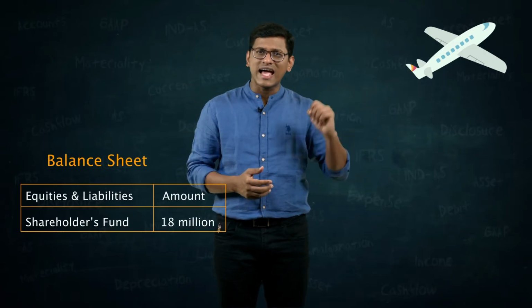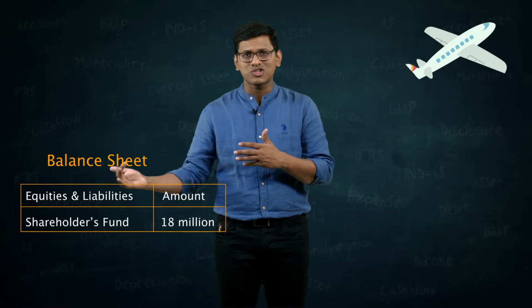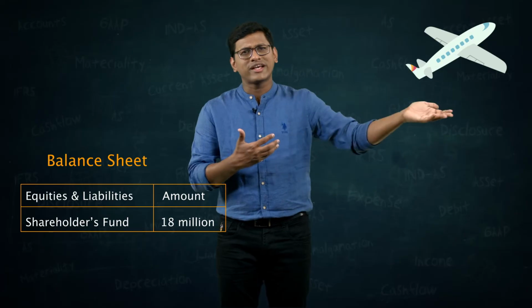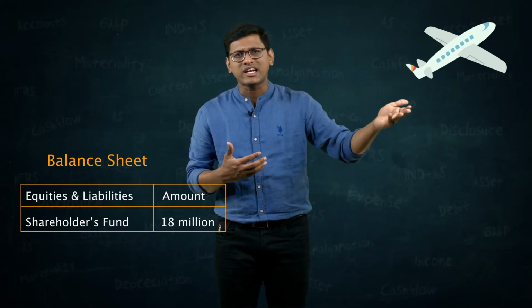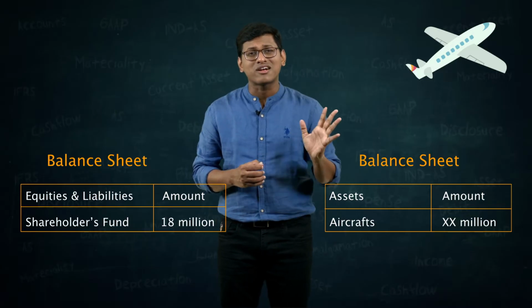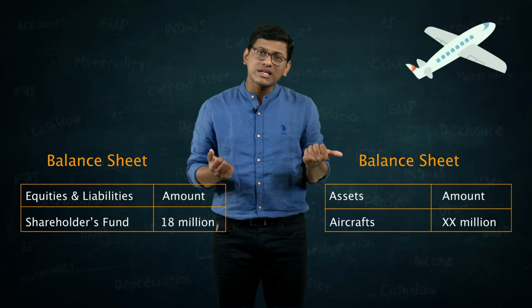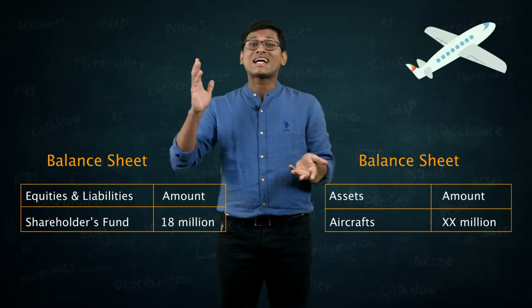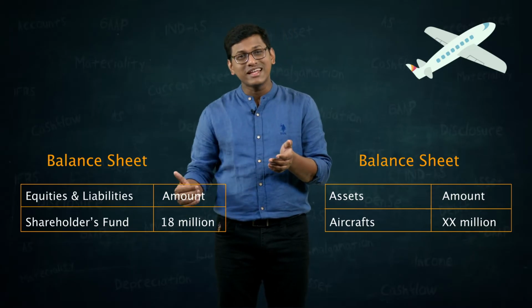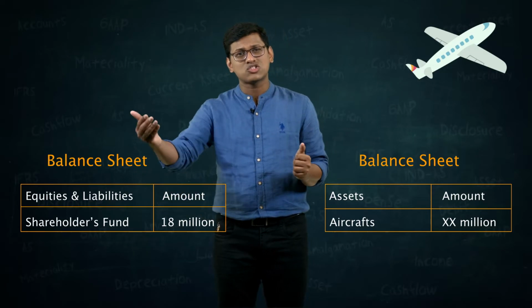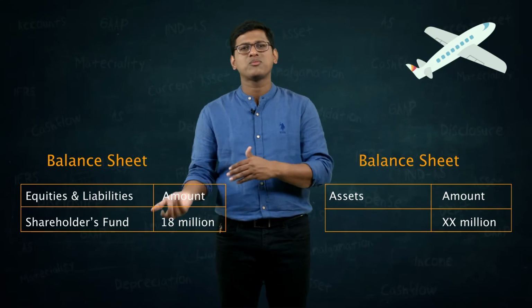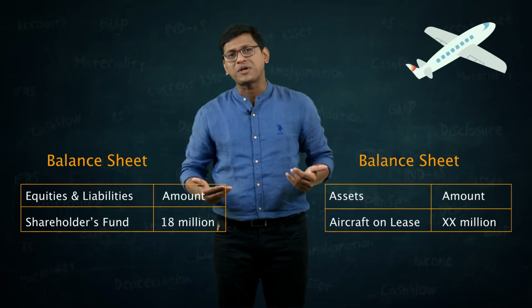What would you expect to see on the asset side when the company is into the business of moving customers from one place to the other on aircrafts? You would expect on the asset side the company to have aircraft, right? But interestingly, the company did not have even a single aircraft on the asset side. That's surprising because the company actually took all the aircrafts on lease. It never owned any of those aircrafts. It just took aircrafts on lease, and those aircrafts were used to move the passengers from one place to the other. So that was what was happening.